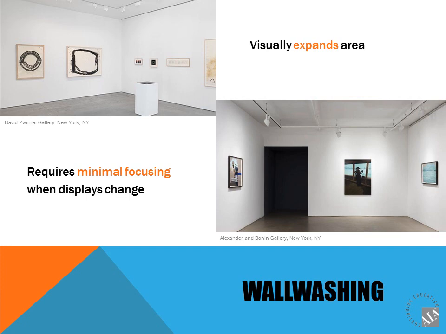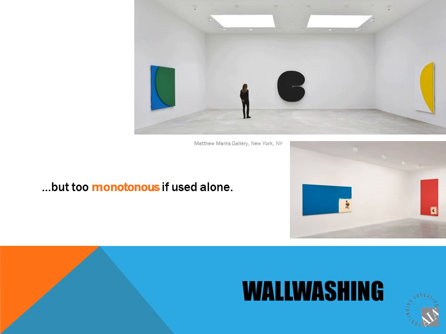At the gallery on the right, we see just a slightly different use of wall washing. We see wall washers, but they are used to light either individual or groups of art. The downside of wall washers when used alone could be that it could be a little bit monotonous.